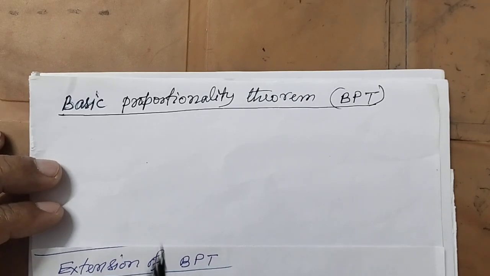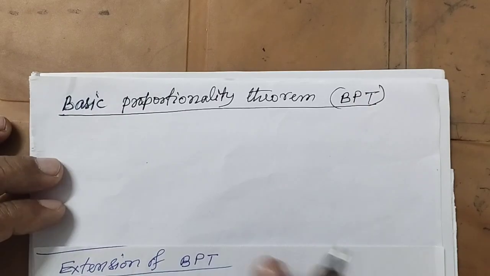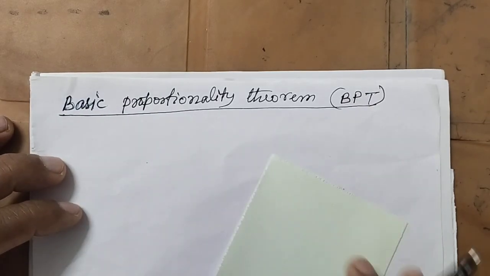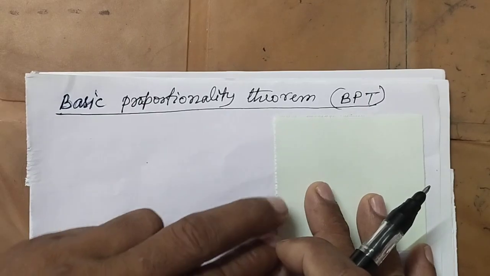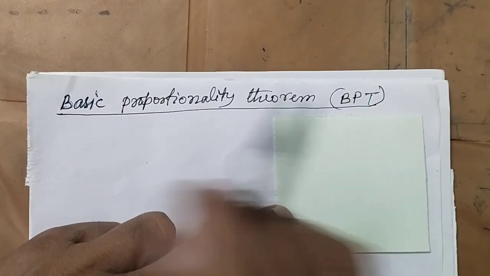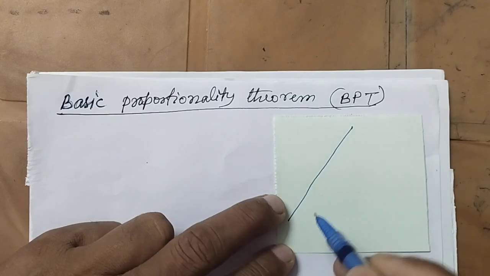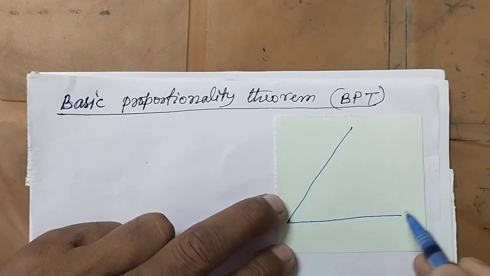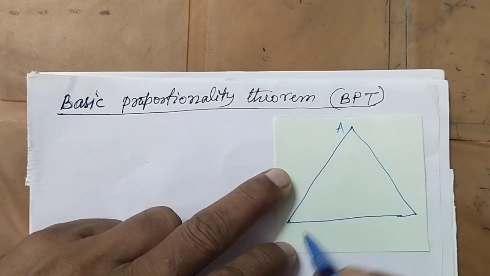In this video again we are going to discuss the basic proportionality theorem, in short called BPT. We have already discussed the basic proportionality theorem in the previous video. We have the proof, statement, explanation, everything given, and now we are going to discuss something more about BPT, the basic proportionality theorem. It is like this.